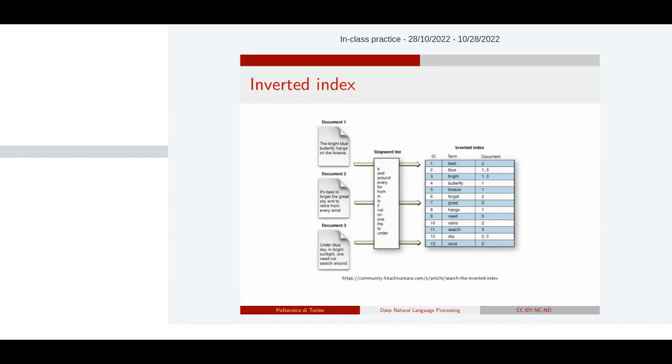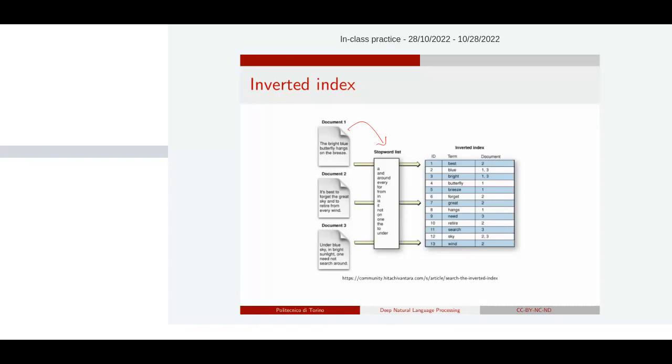And so at indexing time, when we want to index our corpus, we have several documents. For each document, we apply our processing techniques. So we remove stop words and so on and so forth. And instead of creating a structure that contains the document and the list of words contained in the document, we create the inverted index. It means that we have for each word the list of documents that contain that word.